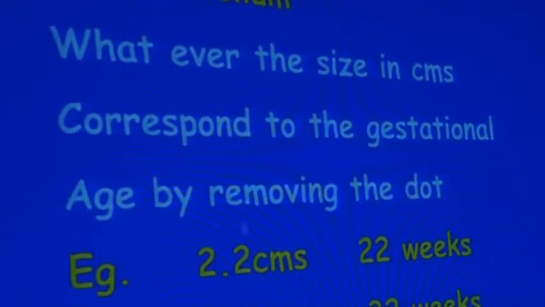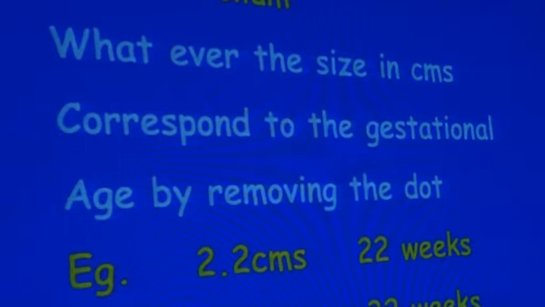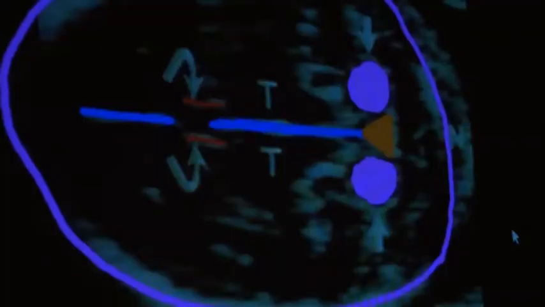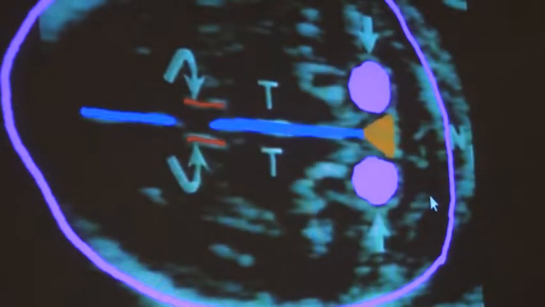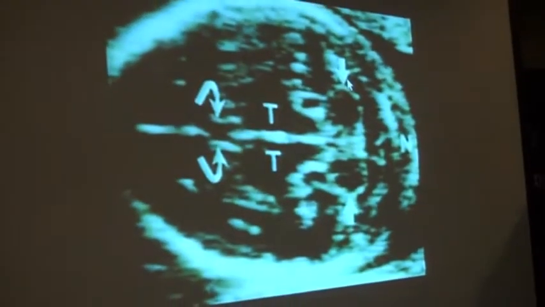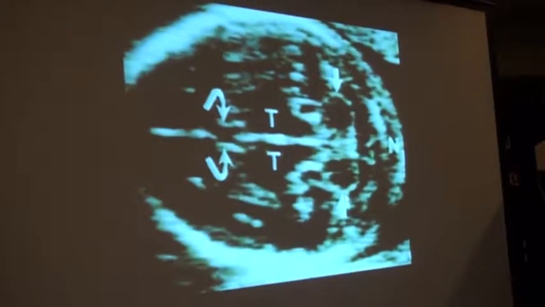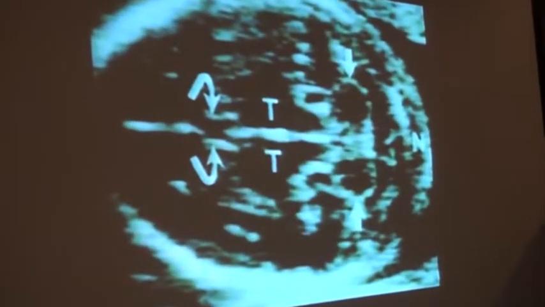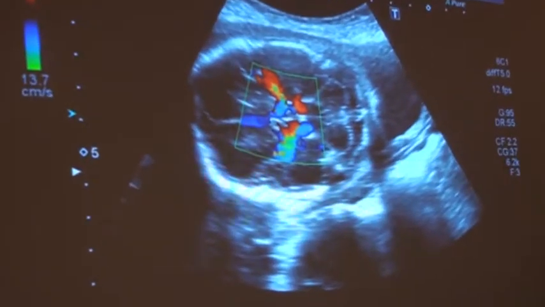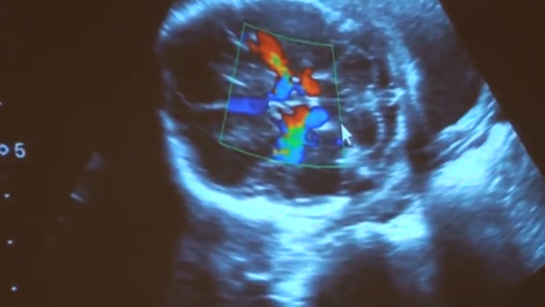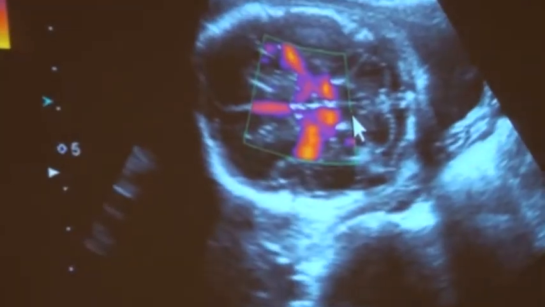So if it is 2.2 centimeters cerebellum, if the cerebellum is rounded, hypoechoic, then you measure, and that's 22 weeks, and 3.2 is 32 weeks. So here is the cerebellum, rounded, and measure from outer to outer. Whatever the measurement, remove the dot, that's the gestational age, a ready reference formula. So here it is rounded, hypoechoic, it should not be banana shaped, and so on and so forth.